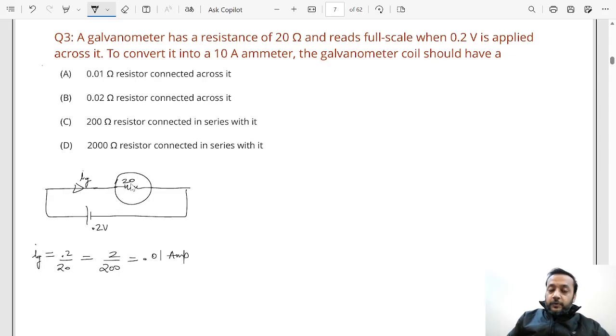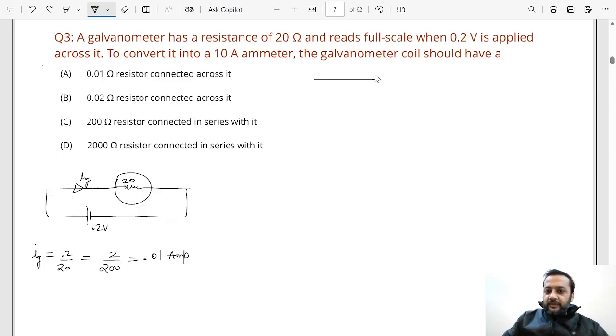If the current goes beyond 0.01, then this galvanometer will blast. I mean, it will not blast, but it will stop functioning. So the idea here is that you should not at any cost send more current than this 0.01 ampere. Now we want to create an ammeter which can measure up till 10 ampere. All right, so what do we do?